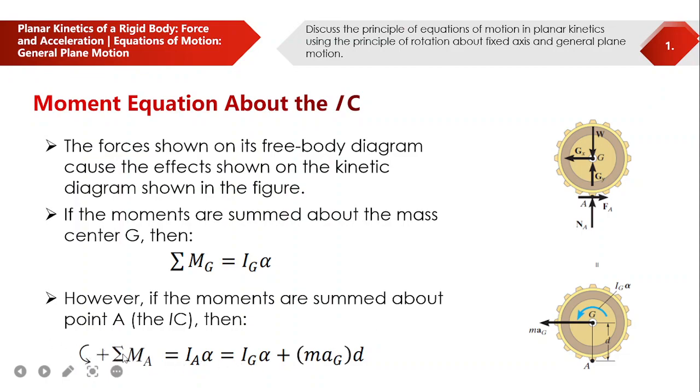Anyways, when we are going to sum the moments about point A, ito yung moment equation of motion. So we have all moments at point A is equals to I sub A times alpha, which is equals, using parallel axis theorem, to I sub G times angular acceleration plus mass times the acceleration times d, or the distance between them squared. Okay?